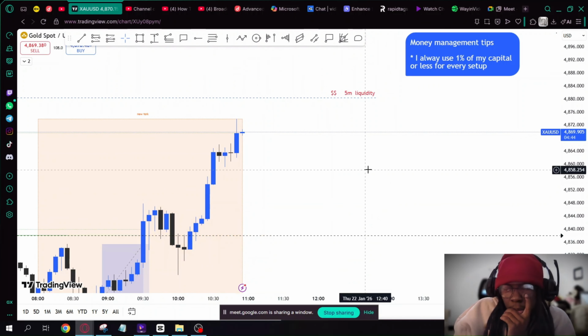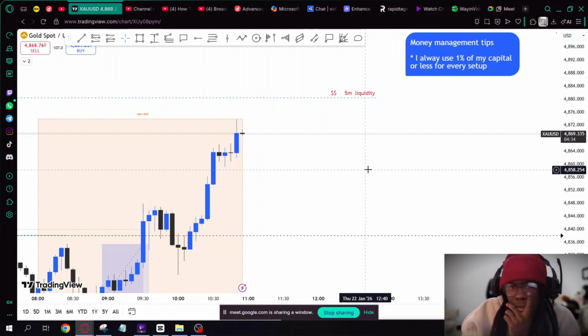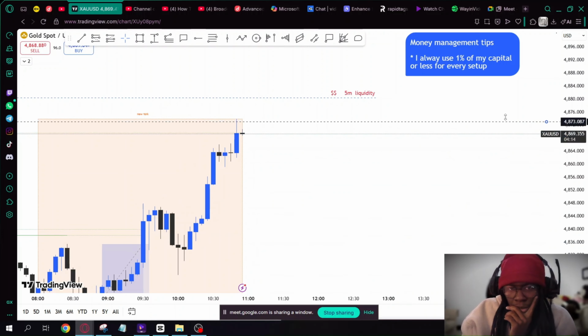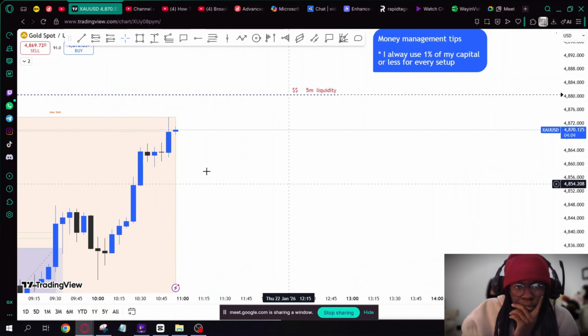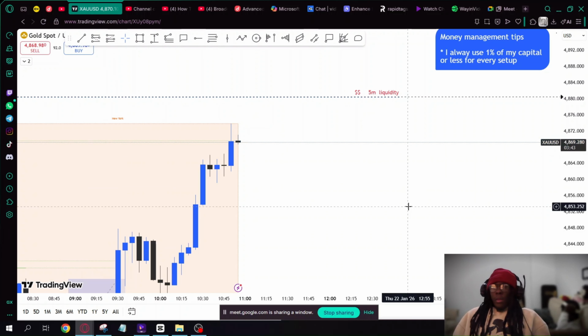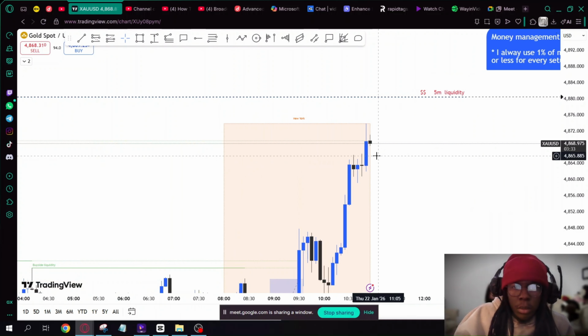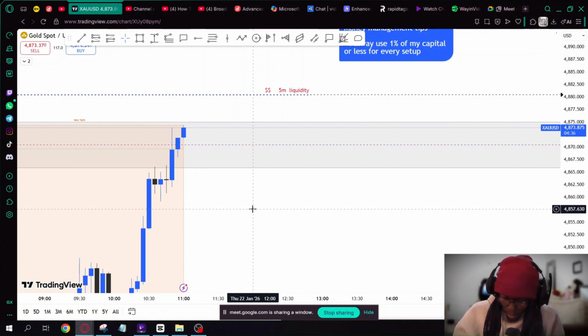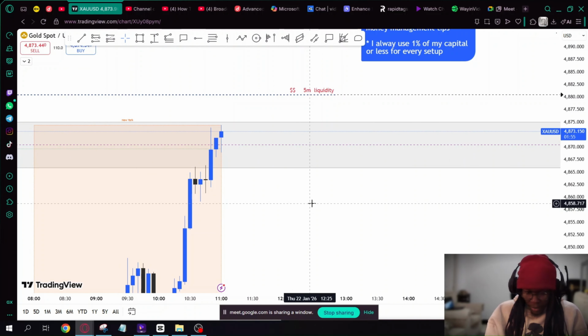So the time for the scalp was already over. The market had moved almost 100% of that range. So I went back to the 5-minute time frame to look for other opportunities, because scalping the opening range breakout for me was already over.